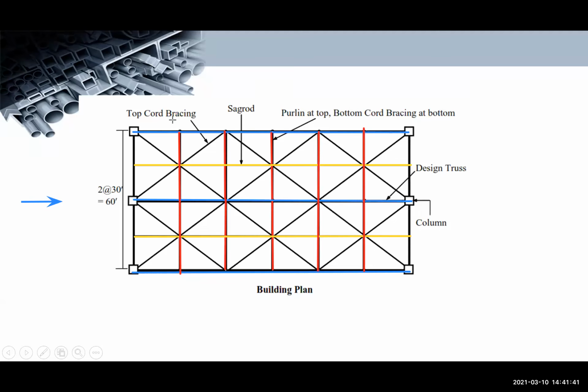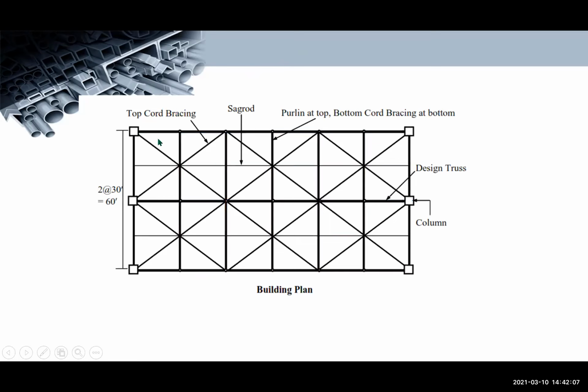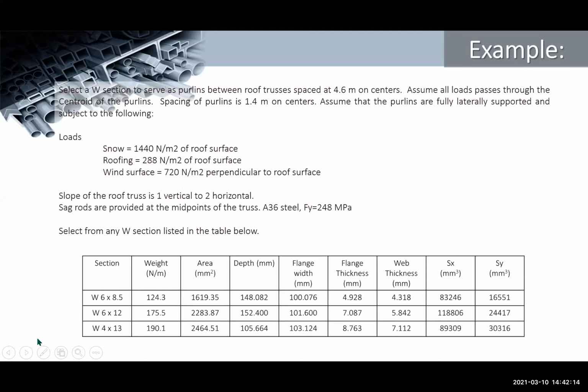If you notice, the length of a purlin is the distance between trusses. This is truss 1, truss 2. The distance between them will be the length of your purlins. Okay? So, again, it's important that you understand the sections. Okay, so, example.